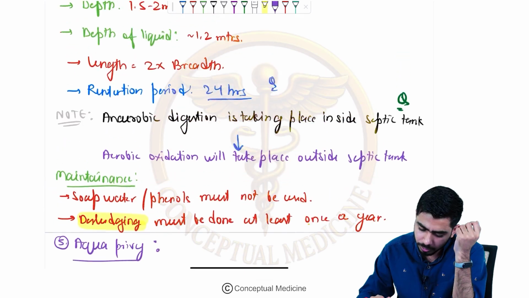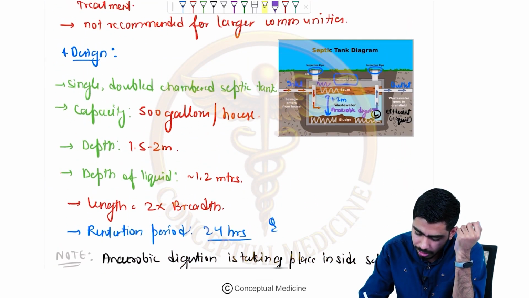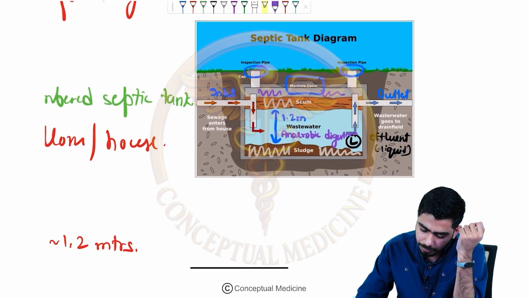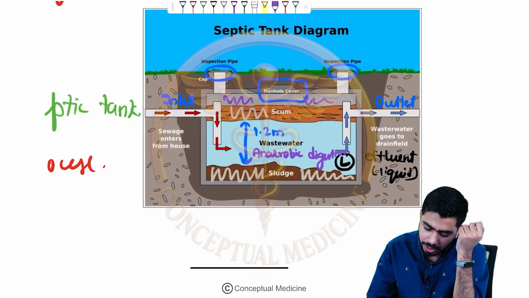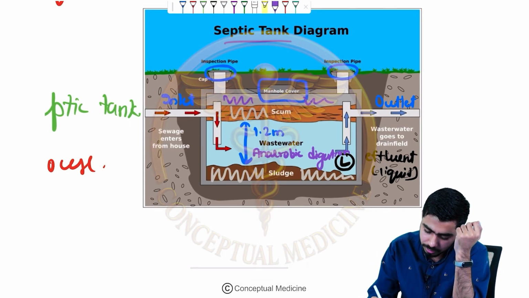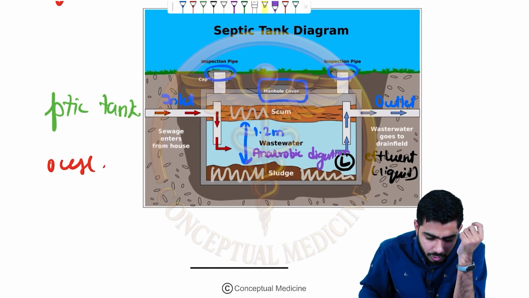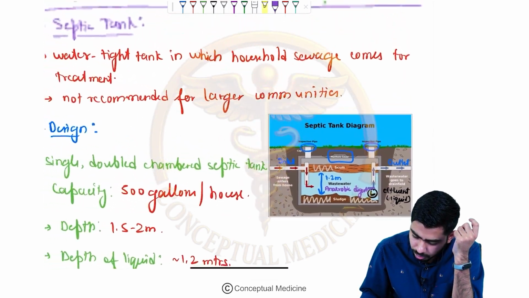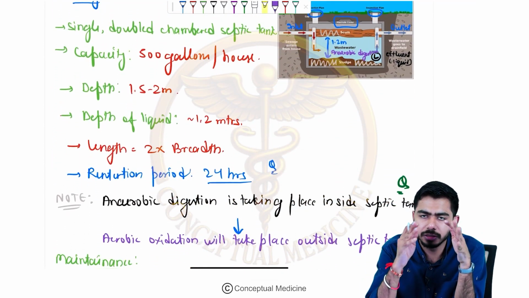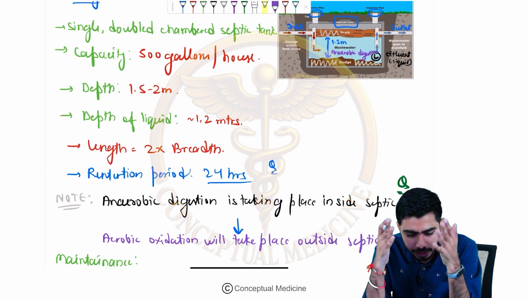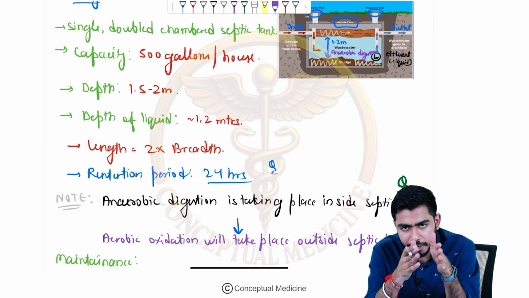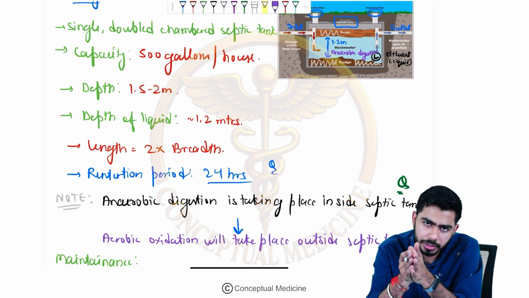Here, what we were seeing, there was no complete water. Some space was left as far as the septic tank diagram is concerned. In the septic tank, we were having some space left over there. This space was left, isn't it? But in the aqua privy, there is no space left over there. So basically it has a tank, it has complete water in the tank, and there the anaerobic digestion is happening for the fecal matter, right?